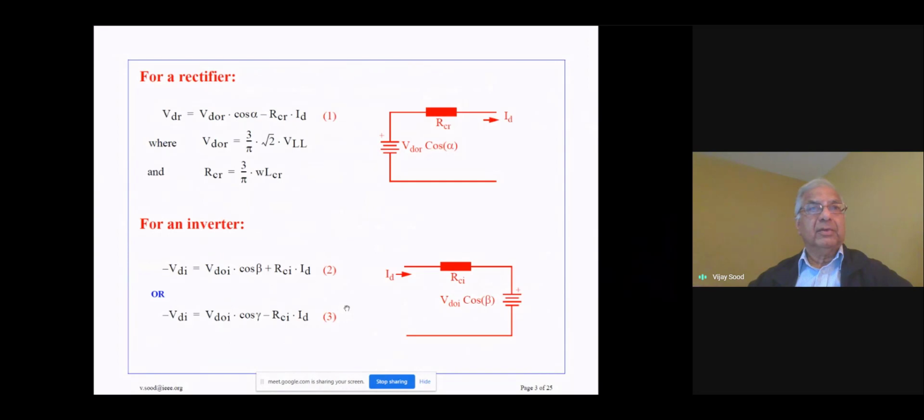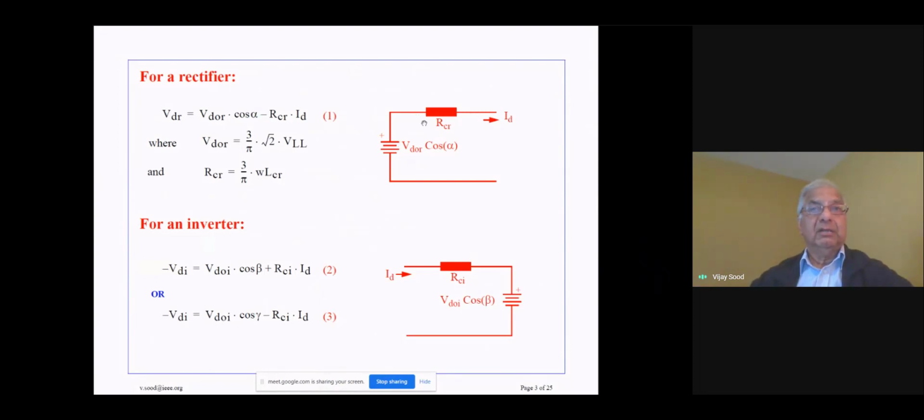To look at the equation for the rectifier, when we assume this 6-pulse bridge, if the 6-pulse bridge is acting as a rectifier, then this equation describes the behavior of that rectifier. VDR is the rectifier voltage, which is equal to VDOR, the open circuit voltage of the 6-pulse bridge, times the cosine of the firing angle, alpha. So this voltage over here is a variable voltage as a function of the firing angle.